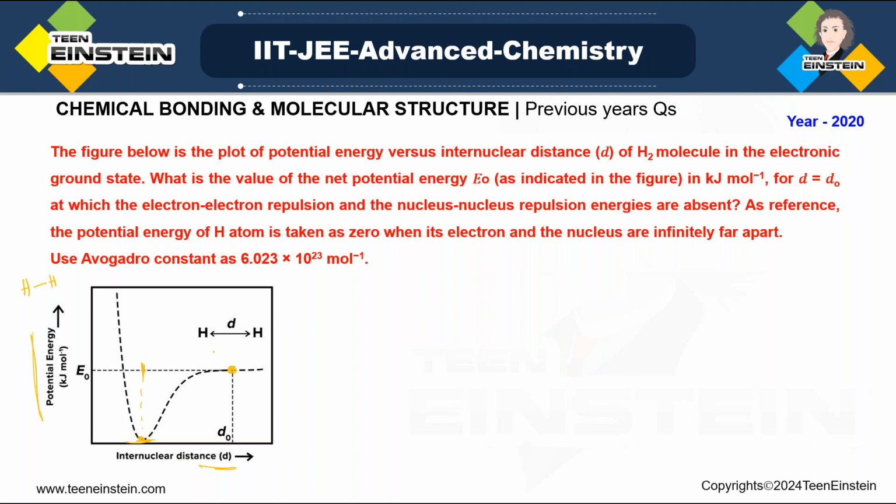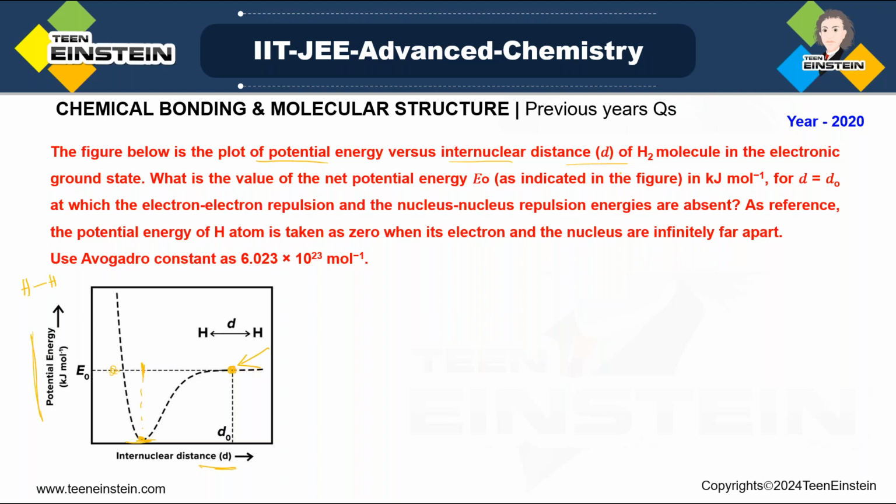And at this point, the two hydrogens are apart from each other, they are not at the bonding distance. And when two hydrogens are somewhere here, the d value is very low. That means they are very close to each other. There will be a huge amount of repulsion between electrons, negative charge, and between two nuclei, positive charge. But this is a distance where the question is based. This is a distance where hydrogens are far from each other. Now what is it asking? The figure below is the plot of potential energy versus internuclear distance of H2 molecule.